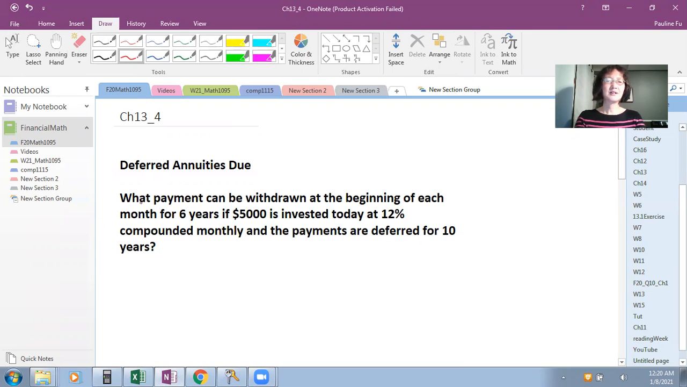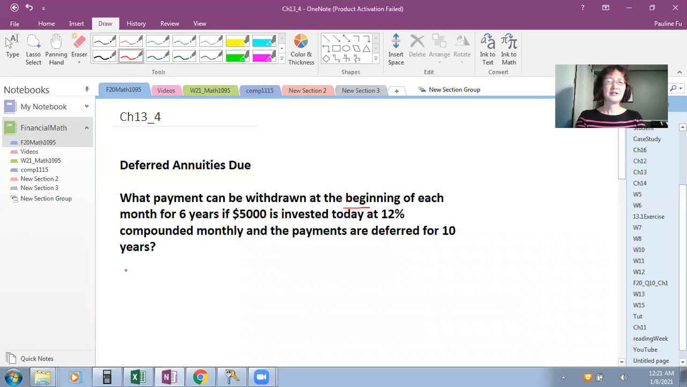Example: what payment can be withdrawn at the beginning of each month for 6 years if 5,000 is invested today at 12% compounded monthly, and the payments are deferred for 10 years?